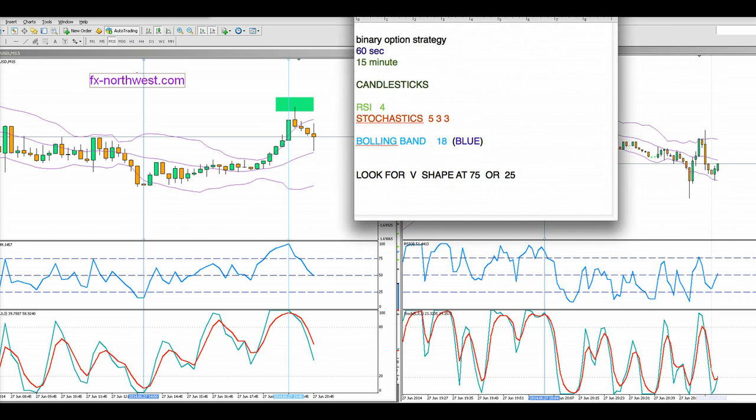We're going to be looking for trade setups on the 15-minute chart and executing them on the 1-minute. Settings are as follows: candlesticks, RSI is at 4, stochastics 5-3-3, Bollinger Band is 18. What we're looking for is a V-shape on RSI at either 75 or at 25, and I'll show you what I mean.